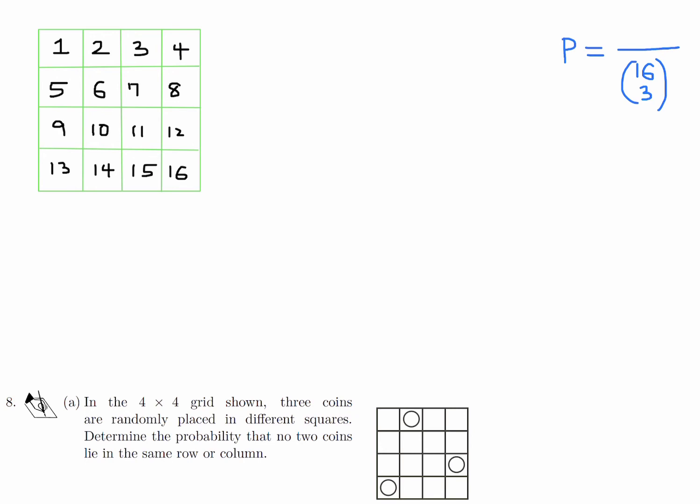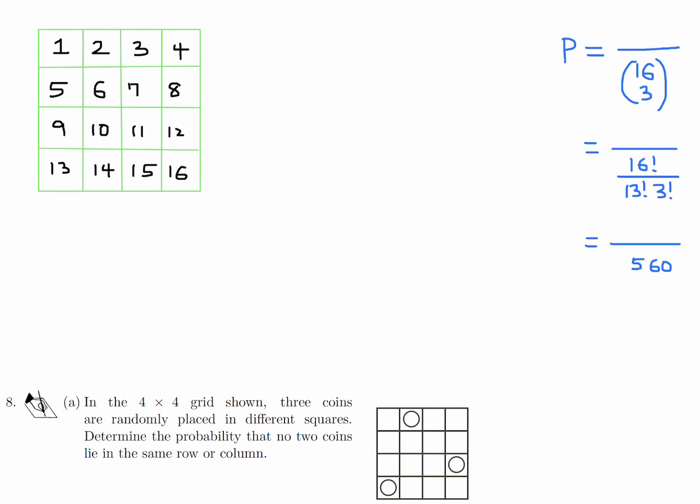16 choose 3. And 16 choose 3, if you remember, which I'm sure you do, is 16 factorial over 13 factorial, 16 minus 3, over 3 factorial. And in terms of numbers, this is 560. So there you go. You just got the denominator. Now we have to figure out the numerator.